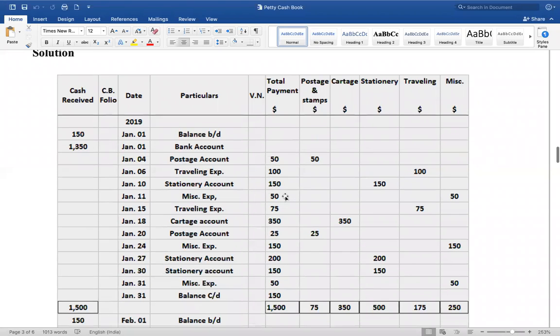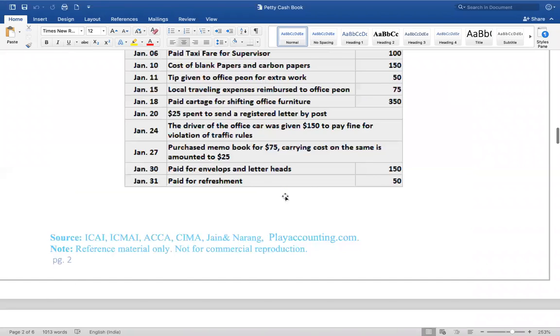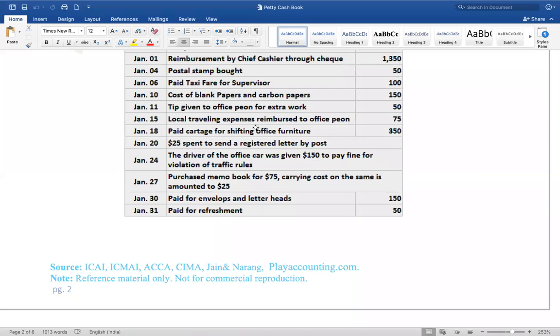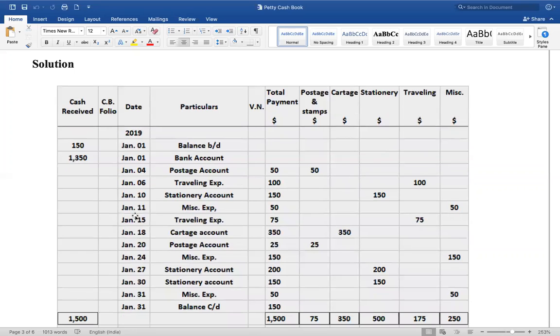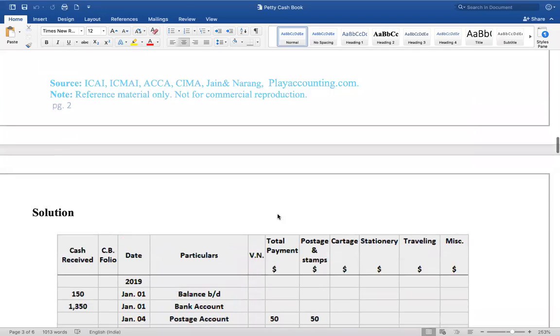Okay. Next, on January 15th, local traveling expenses, 75. Come straight under traveling and write 75. And bring this 75 to the total. Okay, right. Next.